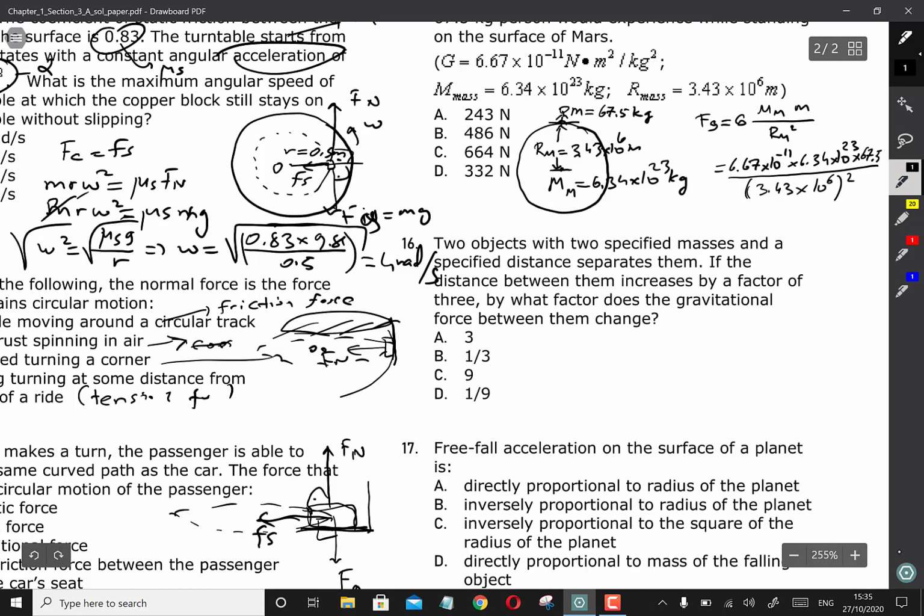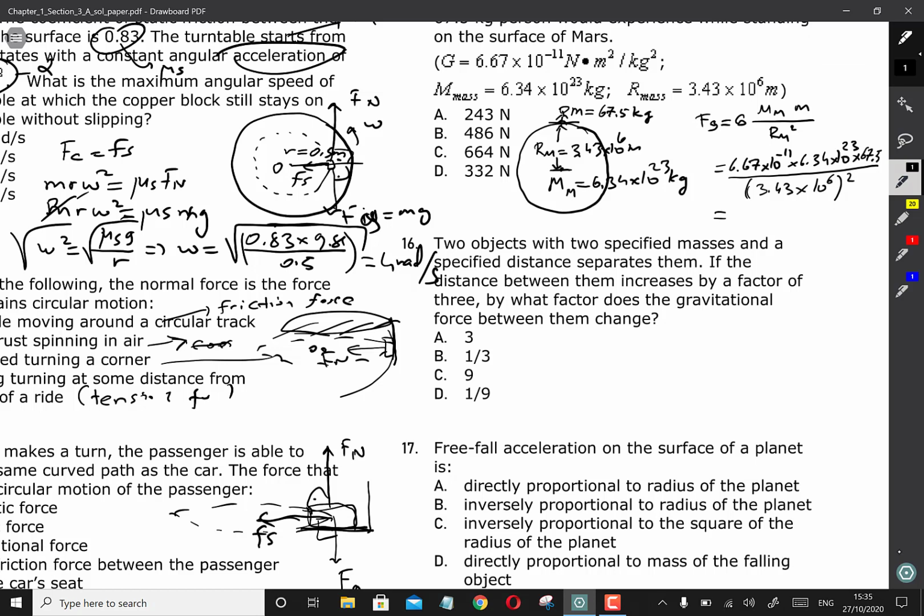Squared. Then let's do it. Calculator. 6.67 times 10 to the power of negative 11 multiplied by 6.34 times 10 to the power of 23 times 67.5 divided by bracket 3.43 times 10 to the power of 6, close the bracket, but squared. Answer is, we got it.